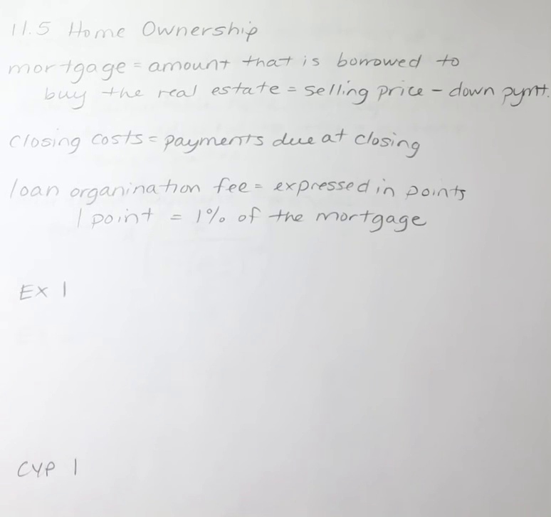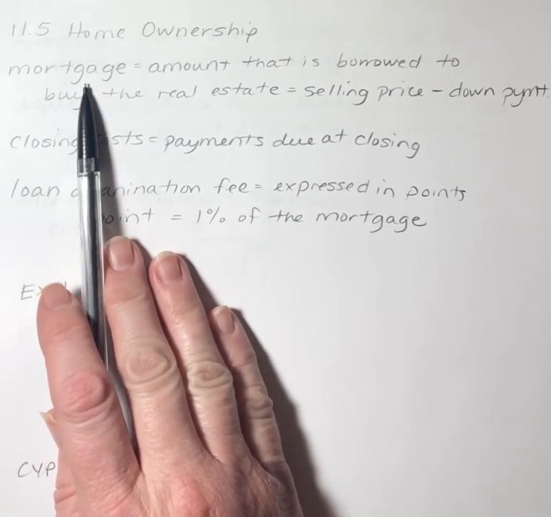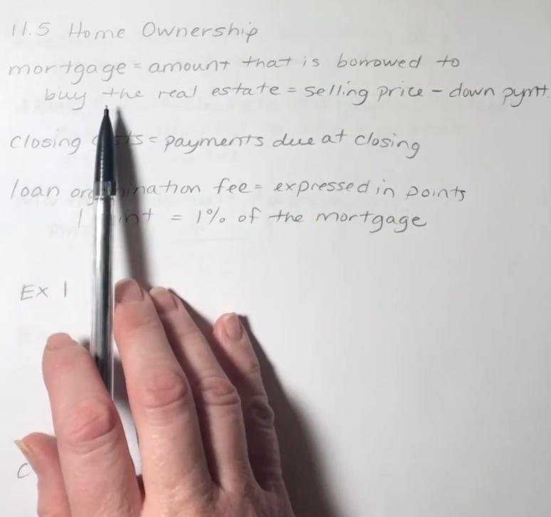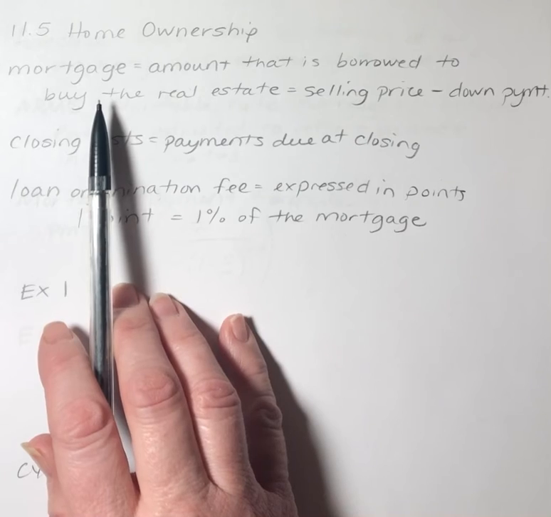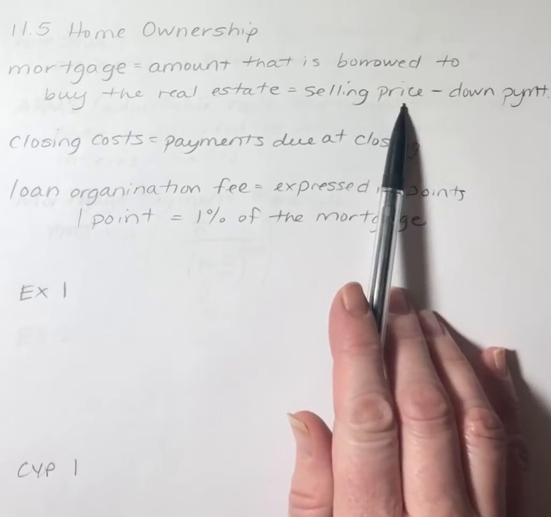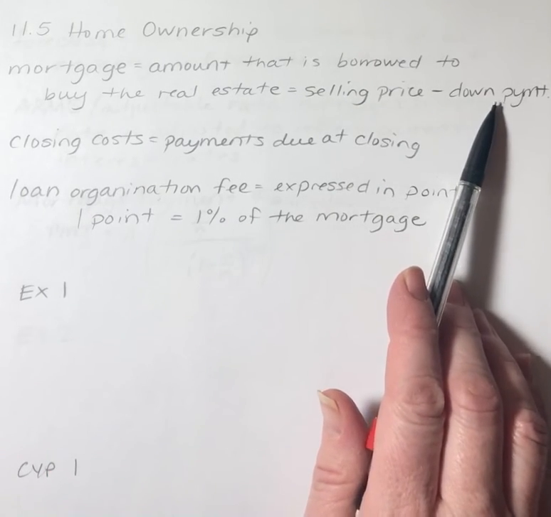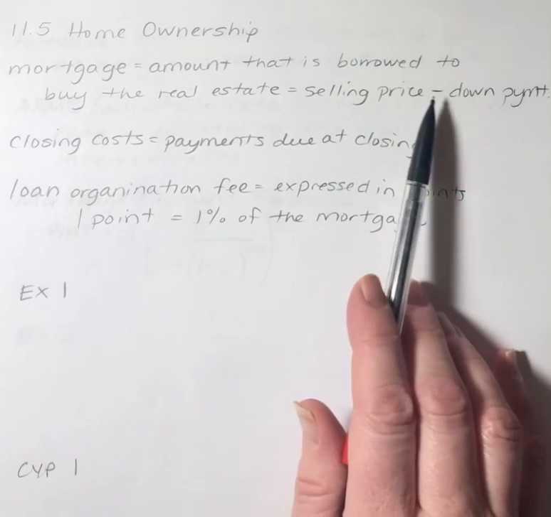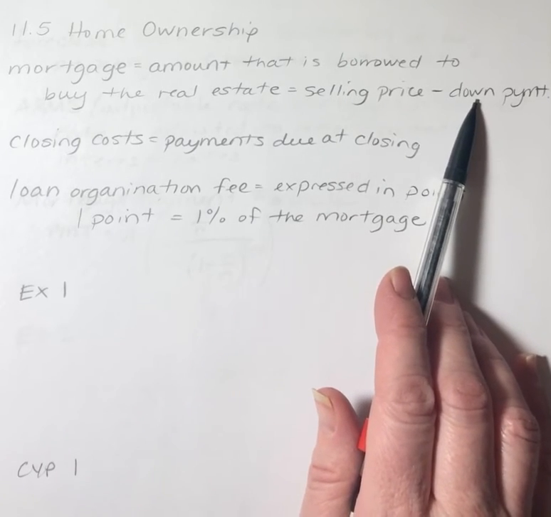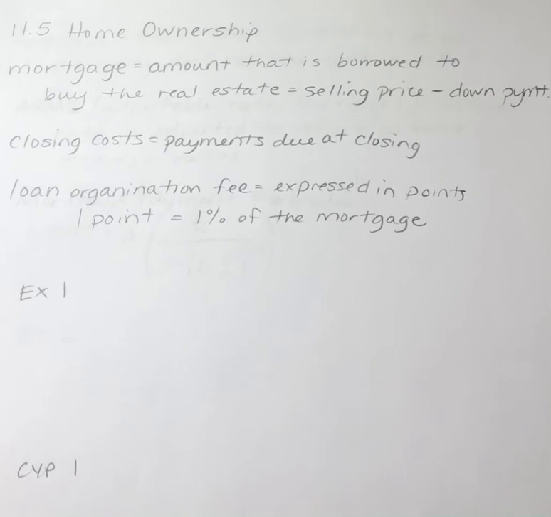Section 11.5 is on home ownership. First word we have to define is a mortgage. This is the amount that is borrowed to buy some real estate. It's equal to the selling price minus the down payment. So whatever their selling price is, minus however much you put down on it, that's what your mortgage is going to be. That's what you're taking a loan out for.